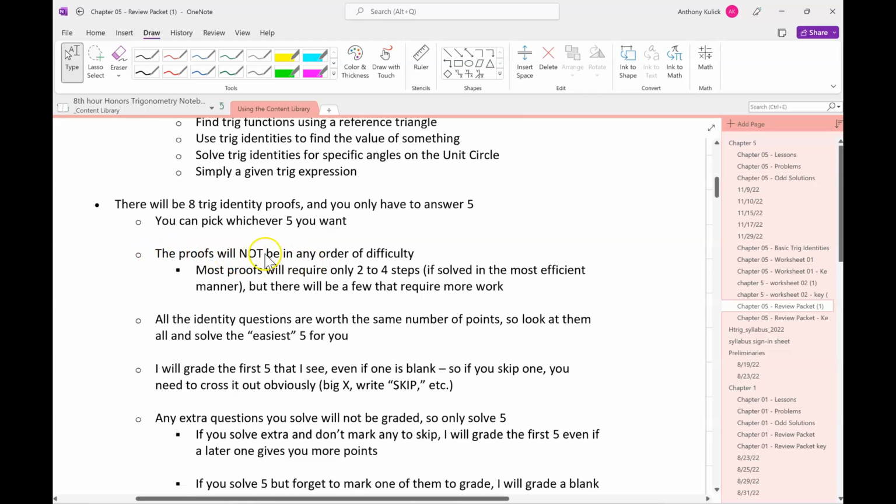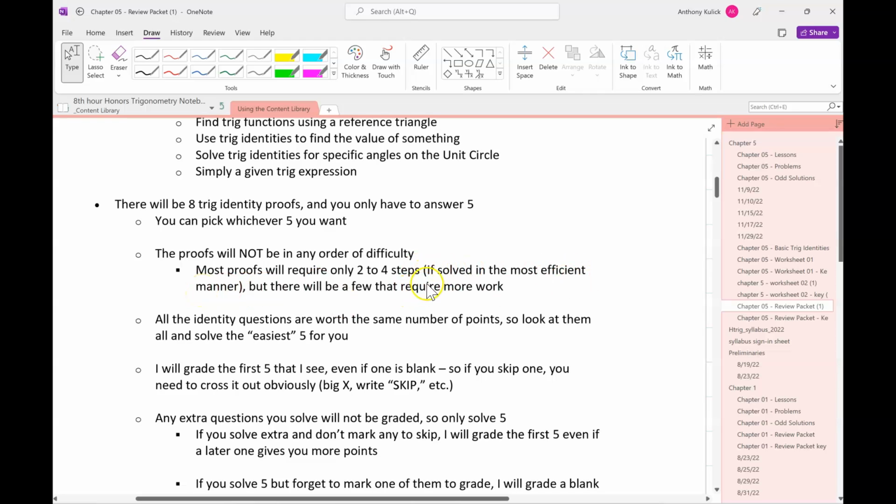The proofs will not be listed in order of difficulty. They don't go easy to hard. They're just kind of randomly thrown in there. So the hardest one might be the first one, might be in the middle. Who knows? Maybe it's a matter of perspective. What's hard to one person may be easy for another. Most of them require just 2 to 4 steps if you're doing it in the most efficient manner.